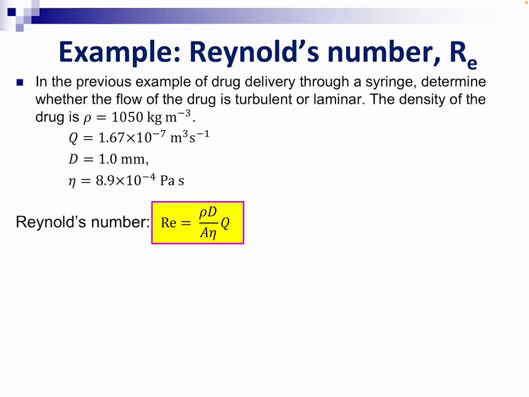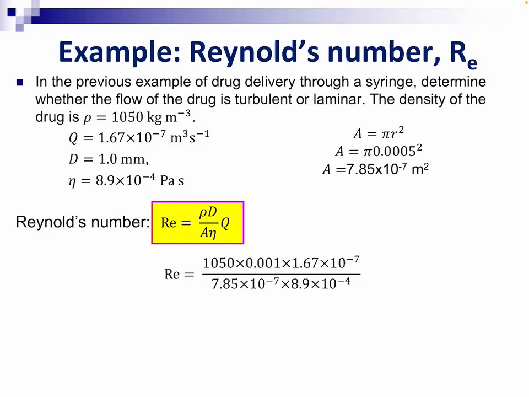Reynolds number needs the density, the diameter through which the fluid will flow, the cross-sectional area, the viscosity, and the flow rate. As I mentioned, we essentially have this information. We can solve for the area because we're given the diameter. We can approximate the syringe to be cylindrical, and the cross-sectional area of that is a circle. The area of the circle is pi r squared. The radius is half the diameter, so that's 0.005 squared. We can get the area in short.